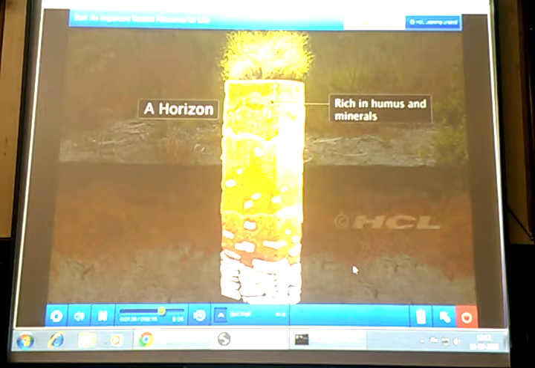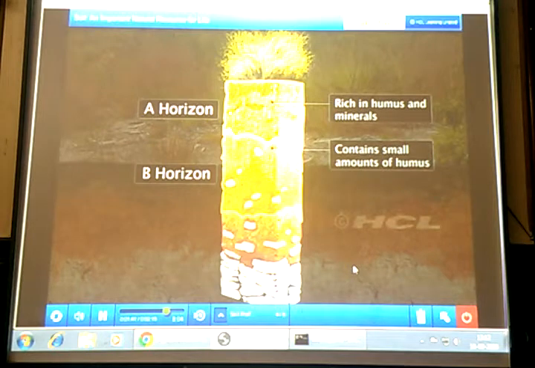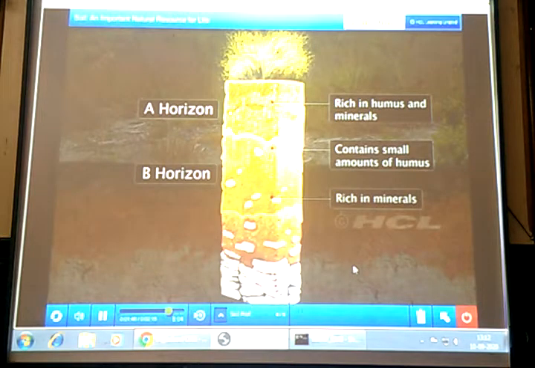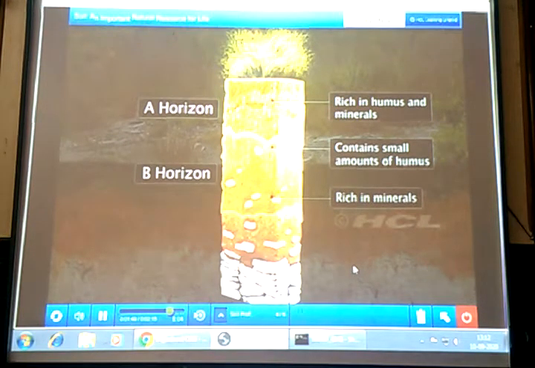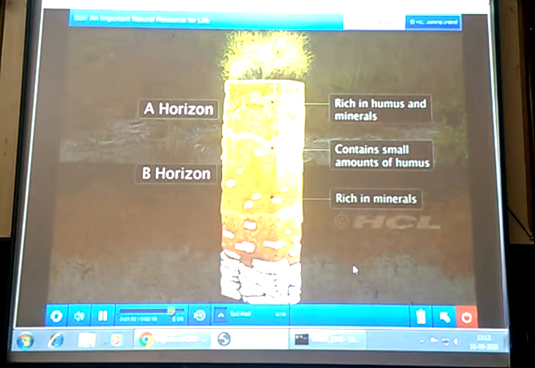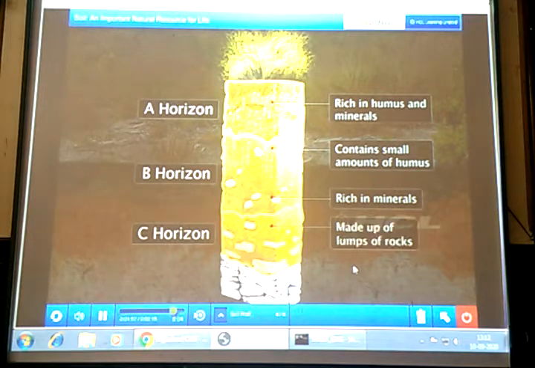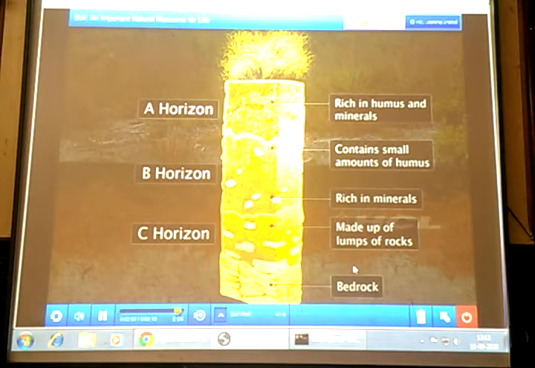The next layer is called the B horizon. It is harder and more compact than the A horizon. This layer also contains small amounts of humus. It is rich in minerals as all the water-soluble materials from A horizon leach and accumulate in this layer. The third layer, C horizon, is made up of lumps of rocks with cracks and crevices. Below this layer is the bedrock, which is hard to dig with a spade.